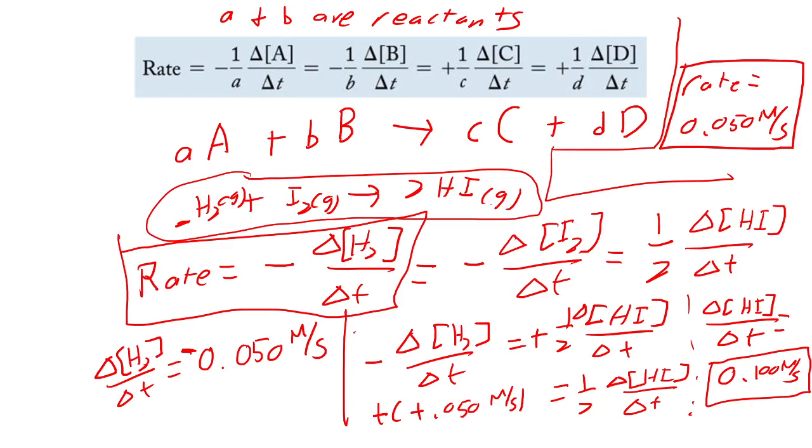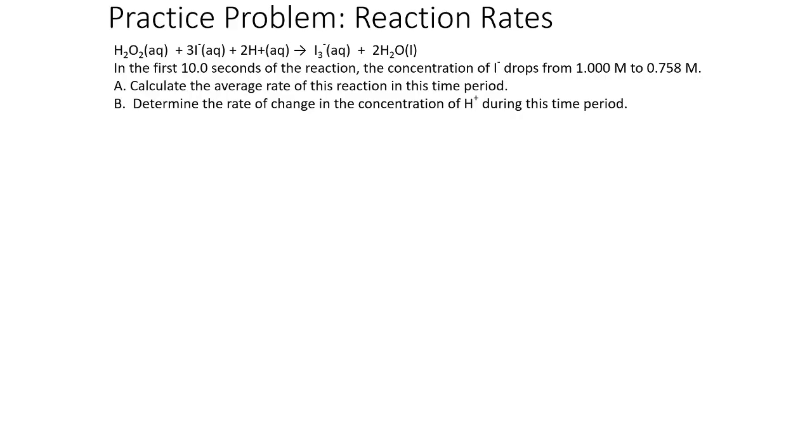What's nice about this is you can take any particular reactant or product that you know and use that to solve for any of the other ones here. So that's how we're going to solve problems in this area. So let's take a look at an example. So we have hydrogen peroxide plus 3 of this I- ion plus 2H+ are going to react to form I3- and 2 water molecules. So in the first 10 seconds of the reaction, we're told the concentration of I- drops from 1.0 molar to 0.758 molar. This will many times be reported in a table.